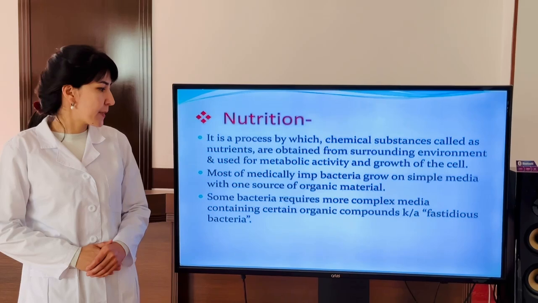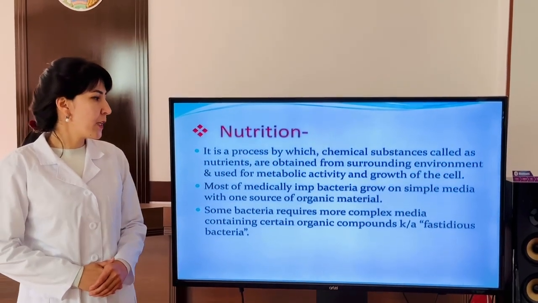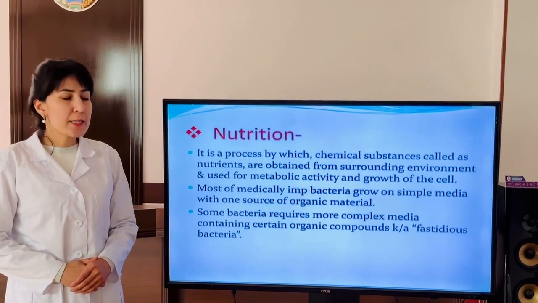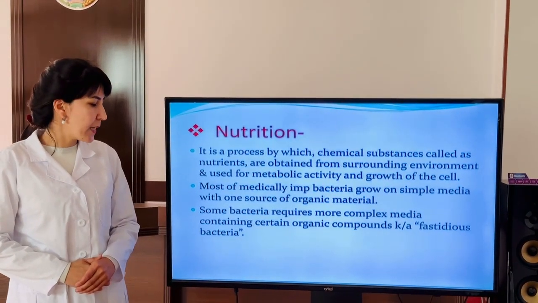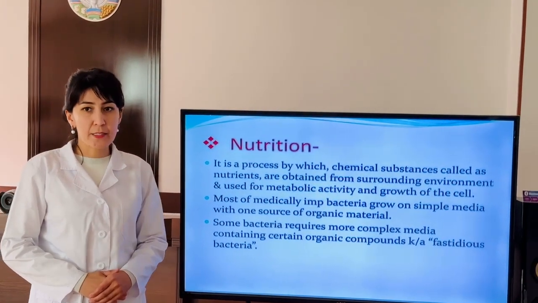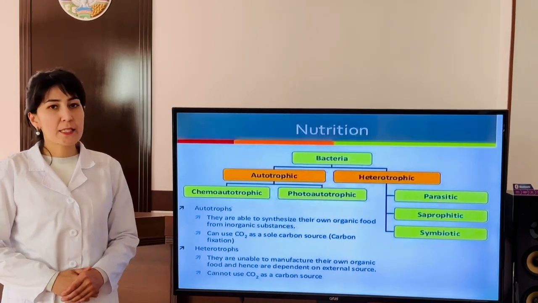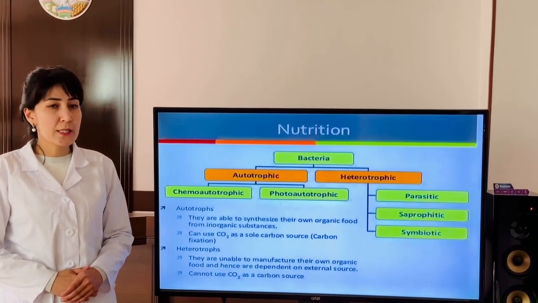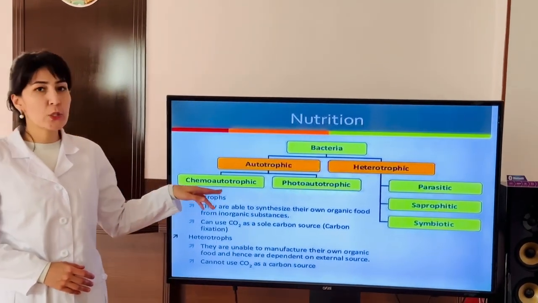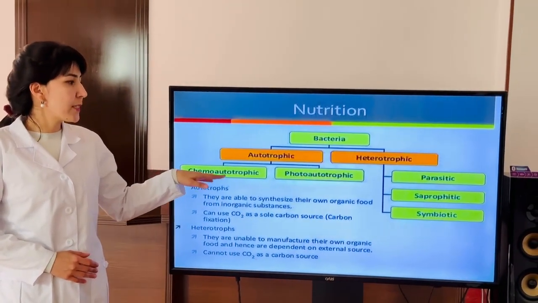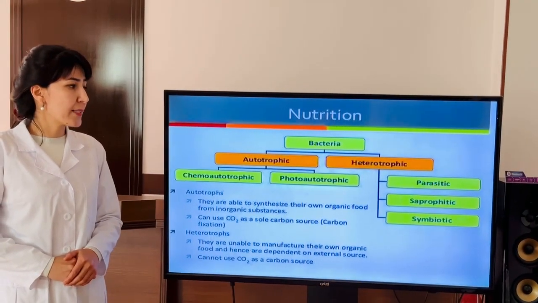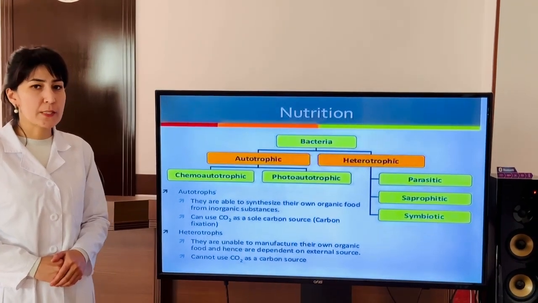for all the cells. Most medically important bacteria grow on simple media with their own source of organic materials too. Some bacteria require more complex media containing certain organic components, and these are fastidious bacteria. Looking at nutrition, bacteria are divided into two big subgroups: autotrophs and heterotrophs. Autotrophs are divided into two subgroups, chemotrophs and photoautotrophs, and heterotrophs are divided into parasites, saprophytes and symbionts.